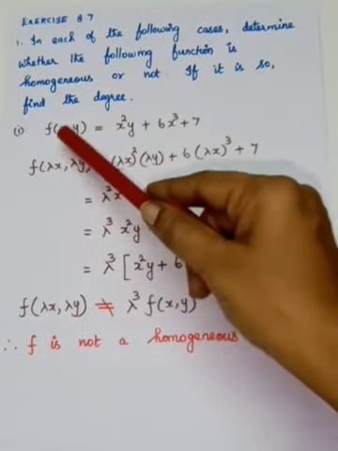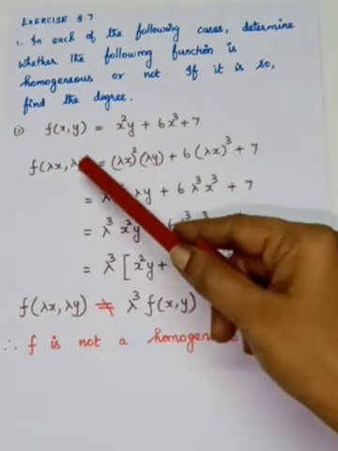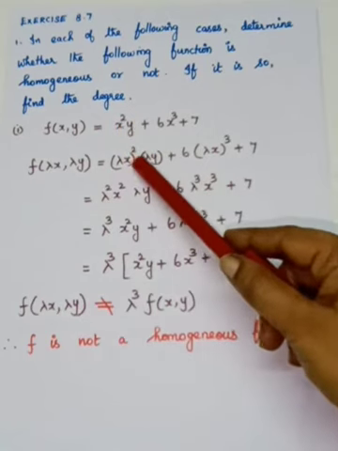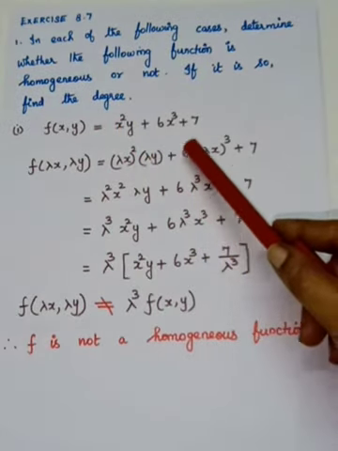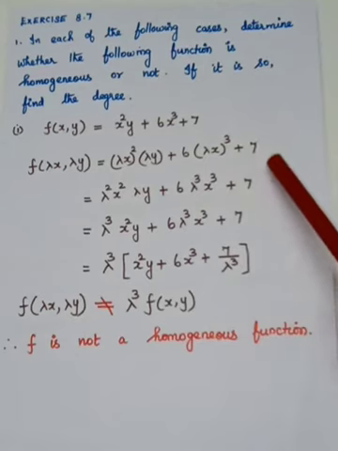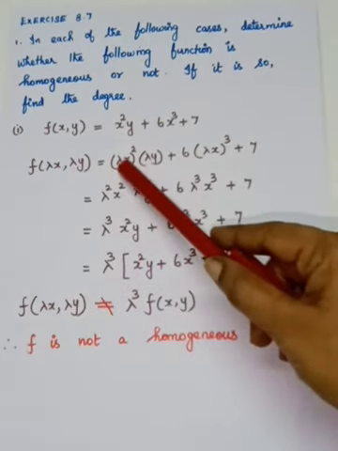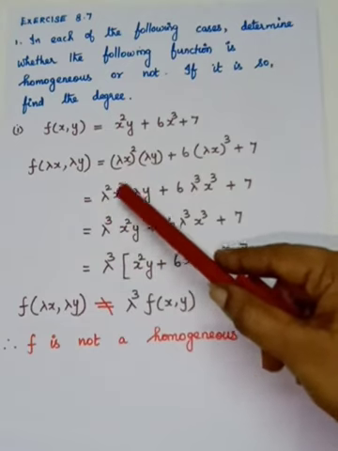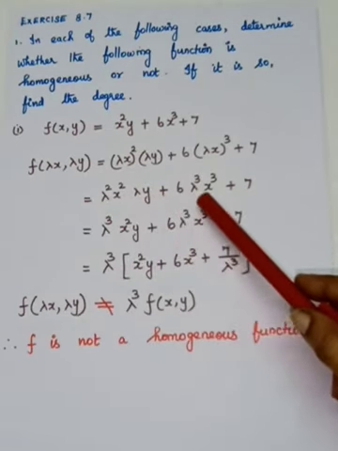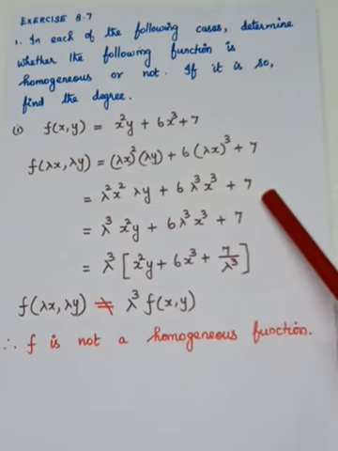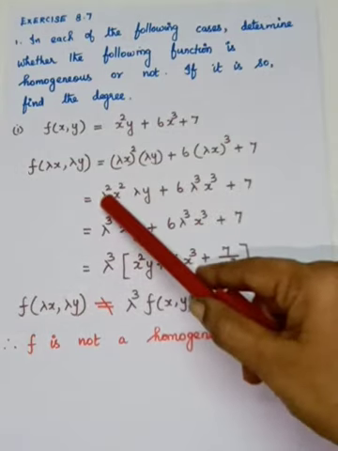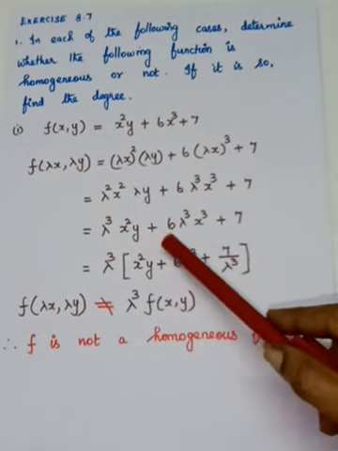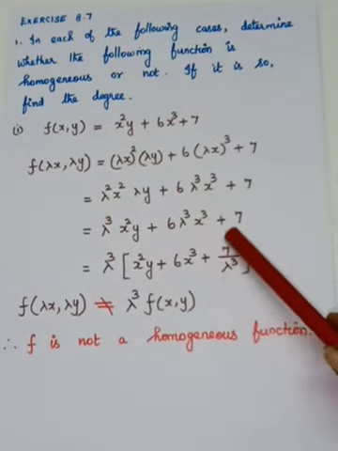So what you have to do is replace x as λx and y as λy. Here what has to come? (λx) the whole squared into λy plus 6 into (λx) the whole cube plus 7. When you apply the power, it is λ squared x squared into λy plus λ cube x cube, plus 7. When you multiply λ squared into λ, it is λ cube x squared y plus 6λ cube x cube plus 7.